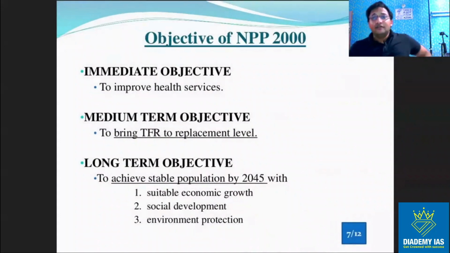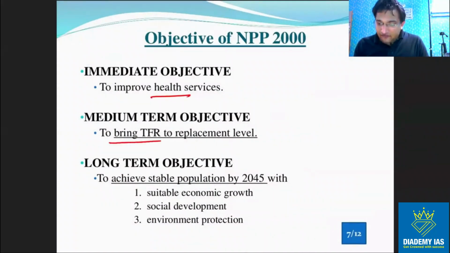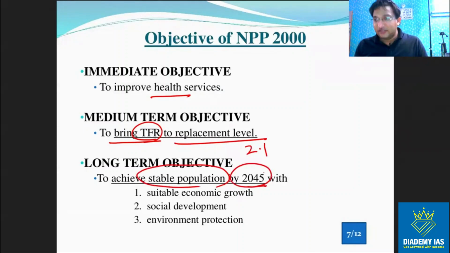Objectives क्या है? Immediate objective was to improve the health. Medium term, to bring TFR to the replacement level. What is the meaning of TFR? Total fertility rate. What is replacement level? 2.1. Long term objective, to stabilize the population by 2045. ये long term objective है National Population Policy 2000 का. Today also this policy is in force. ठीक है, this policy is in force.